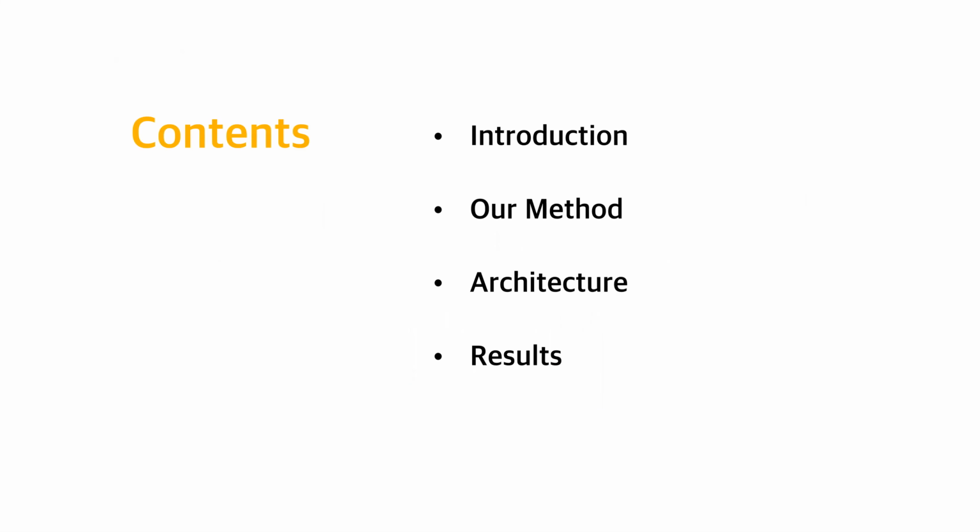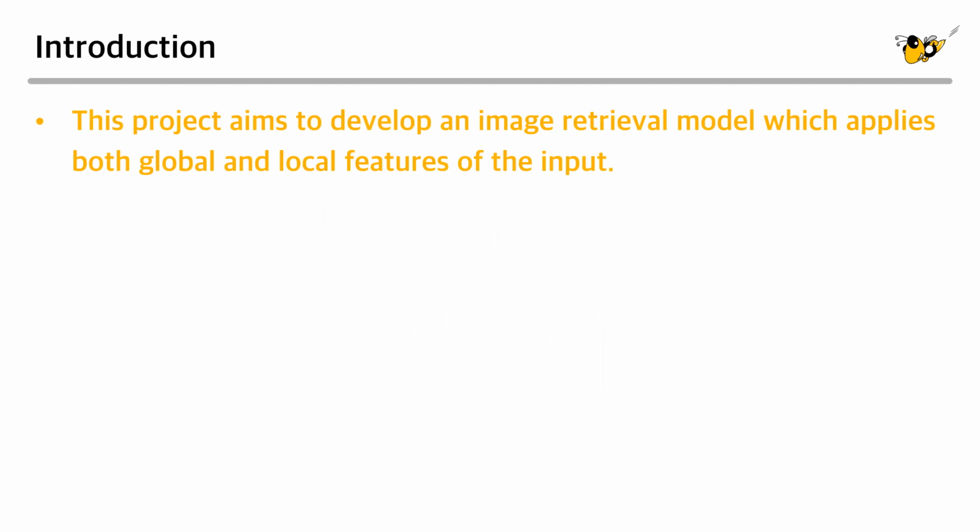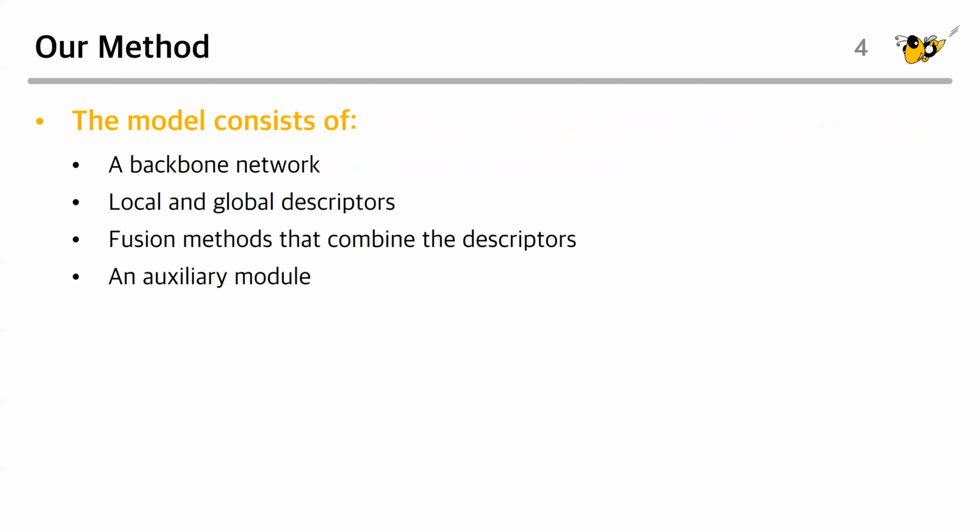So here are the contents: the introduction, our method, architecture, and results. This computer vision project aims to develop an image retrieval model which applies global and local features of the image. The model consists of the following: a backbone network, local and global descriptors, fusion methods, and an auxiliary module.